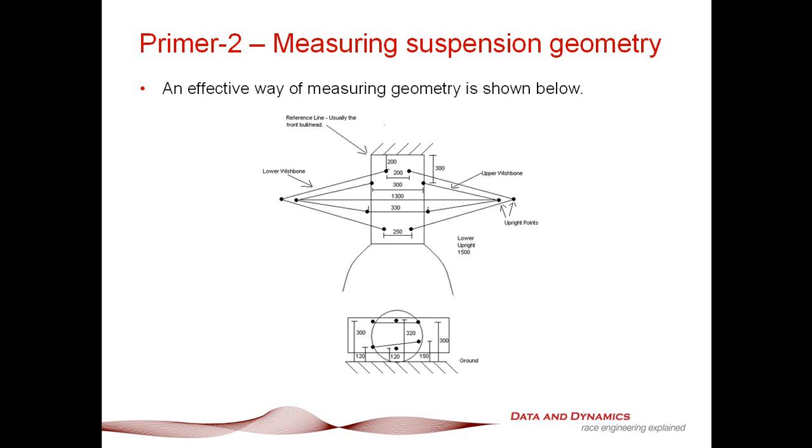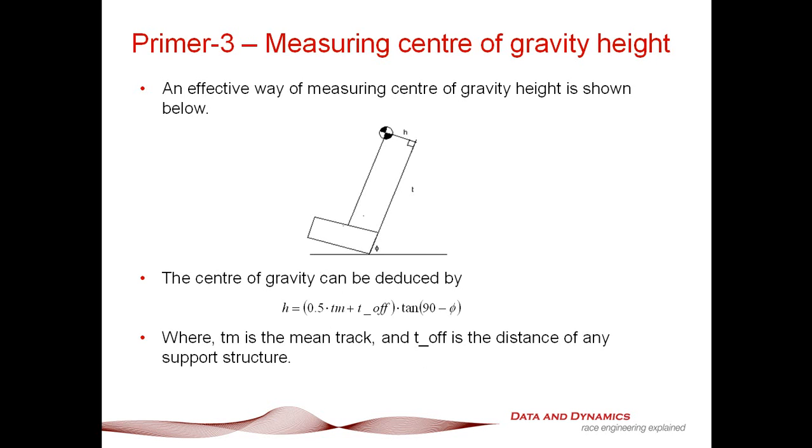Primer three, measuring the center of gravity height. Now, there are a number of ways that you can do this, but the most effective way that I've found is actually tilting the car on its side. Believe it or not, I've actually seen videos of this being done for a 1500 kilo stock car. And I can tell you right now, it actually has worked really, really well. And the center of gravity can basically be calculated by the CG height being 0.5 times the mean track plus the track offset times tan(90 minus whatever the banking angle is).